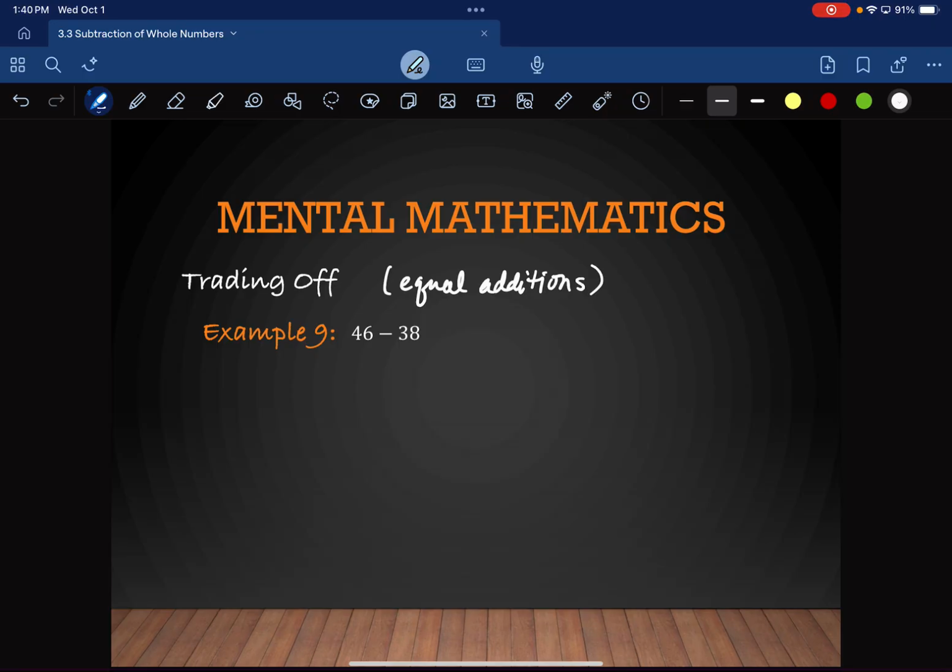Okay, trading off. Trading off is really just equal additions. You may like it better in this one. We'll see. You may not. But we have 46 and we have 38. And our goal is that we're not going to borrow. And so we want to get a 0. What would I have to add to 38 to make it the next nice value instead? 2, right? If I added 2 to 38, that would be so much nicer. 40 is a much more convenient number. But if I add 2 to 38, I have to add 2 to 46, making it 48, and then I can subtract, giving me 8.